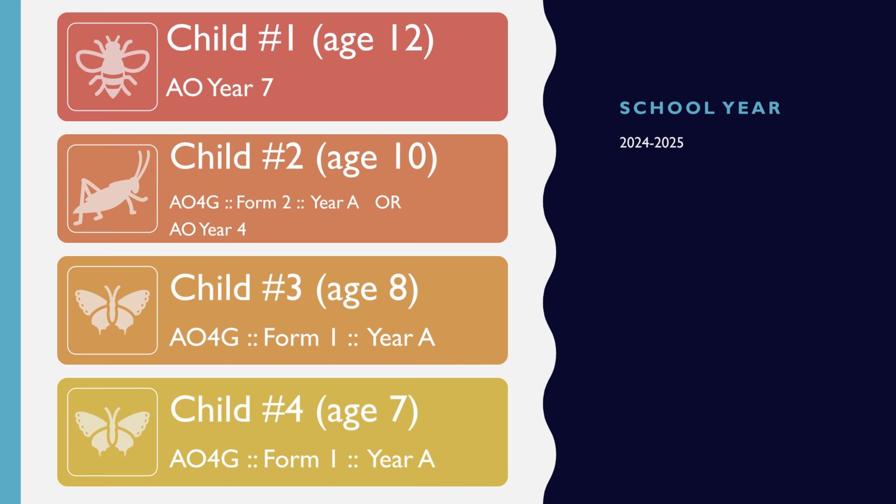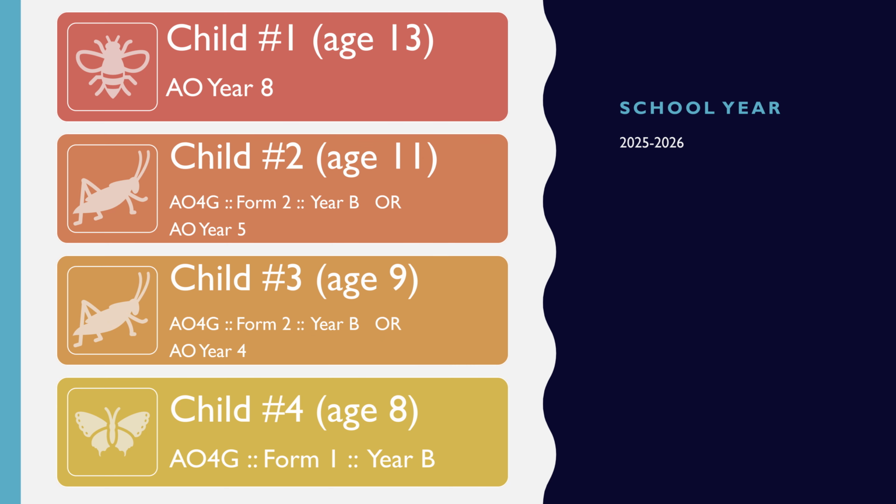All right. Then we go to the 25-26 school year. Child number 1 is doing AO Year 8. Child number 2 is doing Form 2 Year B. And child 3, who had finished Form 1, has jumped into Year B of Form 2 with child number 2. And child number 4 is doing Form 1 Year B on her own, finishing up Form 1 for herself.